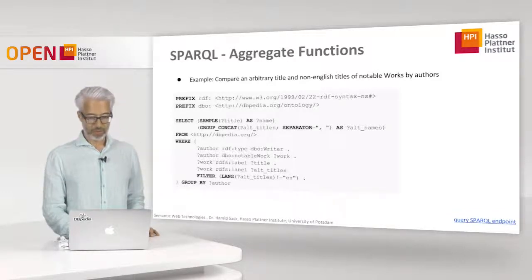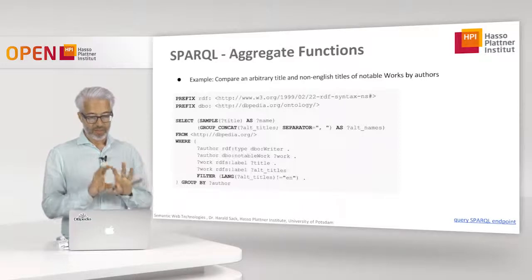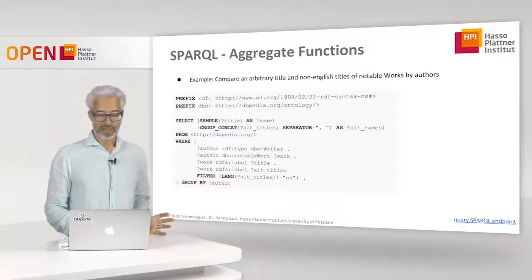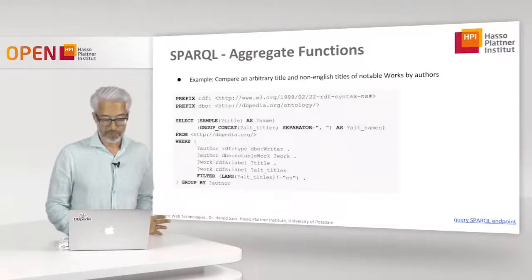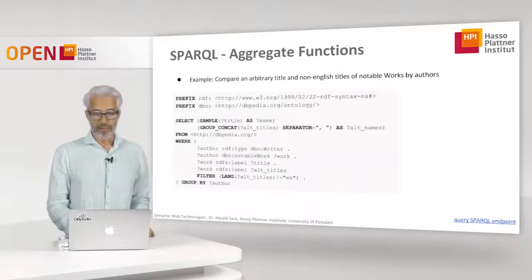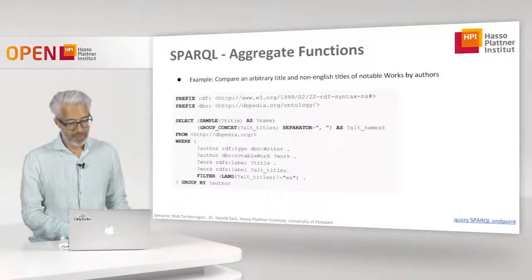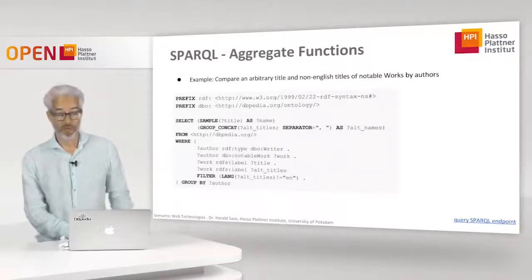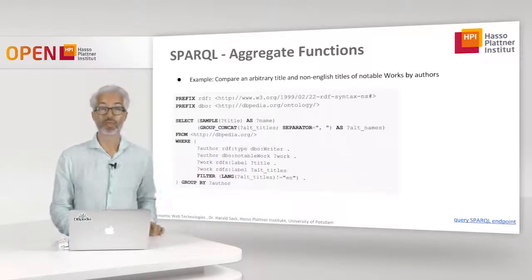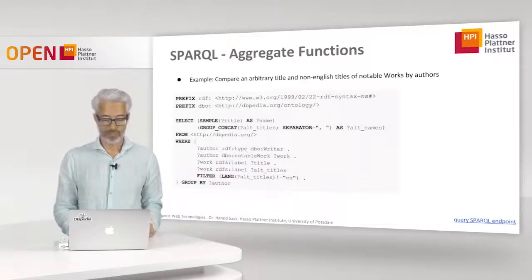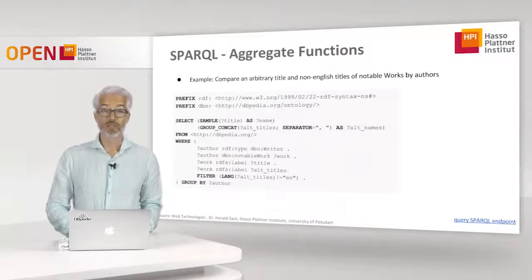So what do we want to do here? We try to compare an arbitrary title of a book and non-English titles of a book. And the books should be, again, notable works by authors. So let's first have a look at the where clause. What we do here, again, is determine authors. So author should be of type DBO writer. Then we are looking for their notable works. Author should have a notable work. And then we are looking for titles.